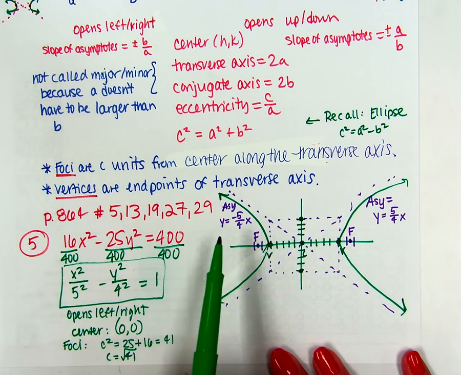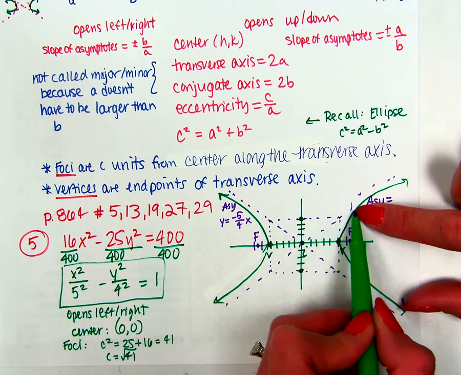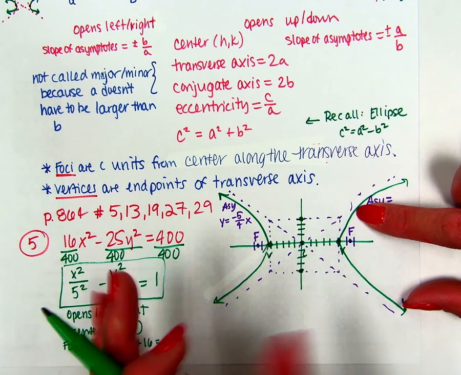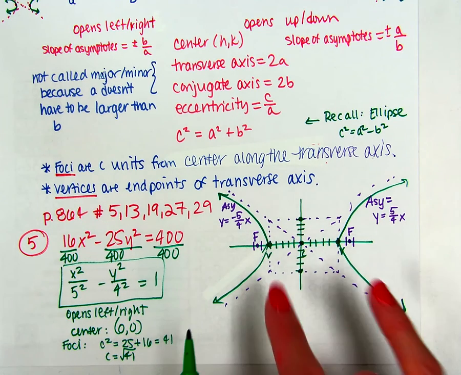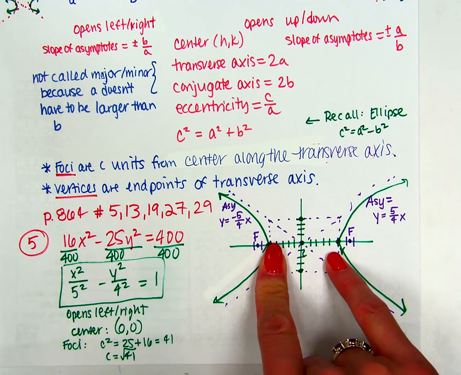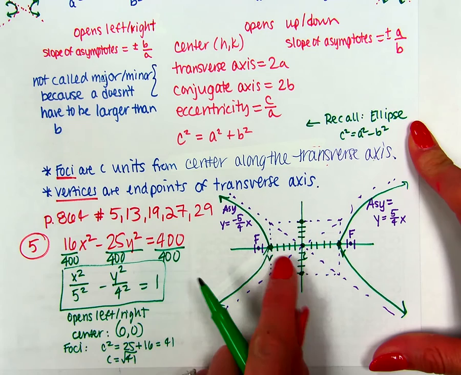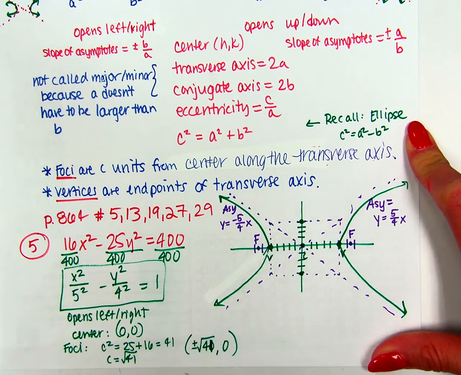All right, so back to our definition. The distance between any point, let's say this is my point, the distance between the focal point and that point, if I subtract, like this one would be the longer one minus the shorter one, that distance should be equal to the length of my transverse axis. Okay, so that's your definition. Where are the actual focal points? They're at plus or minus root 41, comma 0.